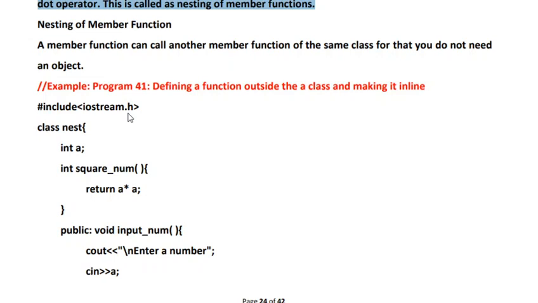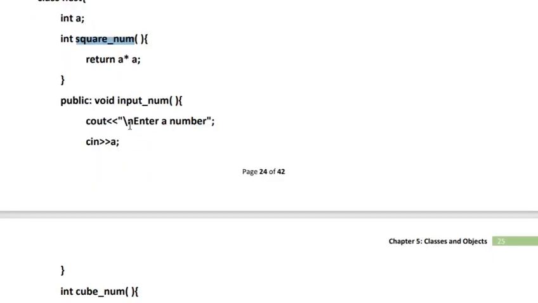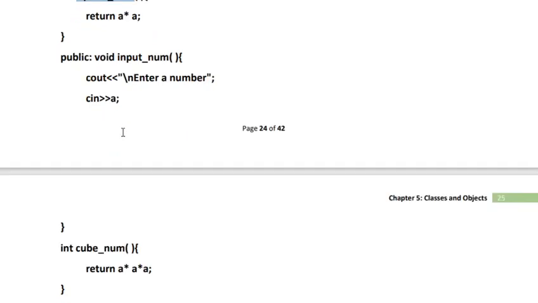Now we have a very simple example here. We have a class called nest. Inside the class we have a data member a and a member function square num, which is capable of finding the square of a number. In the public section we have input num, which is capable of reading the value of a, and another function, cube num, which is capable of finding the cube of the number.